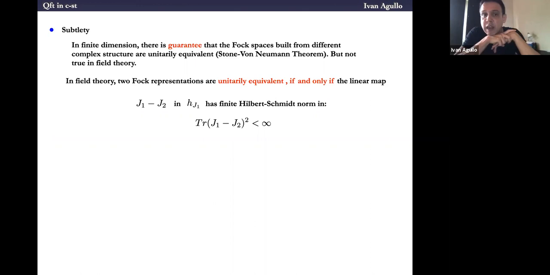In field theory, two Fock representations are many times unitarily inequivalent. In general, in fact, they are equivalent if and only if this mathematical condition holds. I am not deriving this for you. I am just telling you that this is true. So you have to believe me for this short talk. If you take our complex structures, which live in the classical phase space, you subtract them and you compute the Hilbert-Schmidt norm, which is nothing but the trace of them squared. They are infinite dimensional matrices, so it's not guaranteed that the trace is finite. If the trace is finite, then there is a unitary operator relating Florian's and Ivan's representations, and we can compare with each other. But if not, they are unitarily inequivalent.